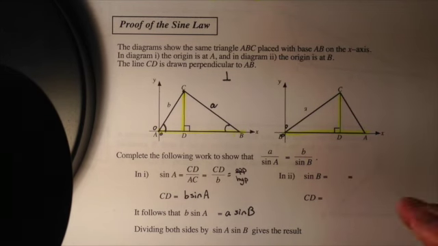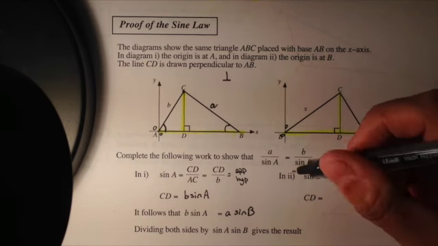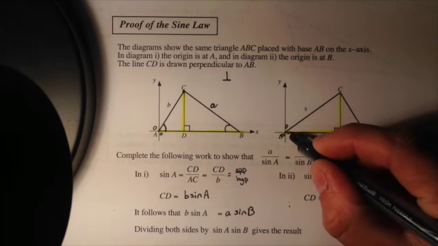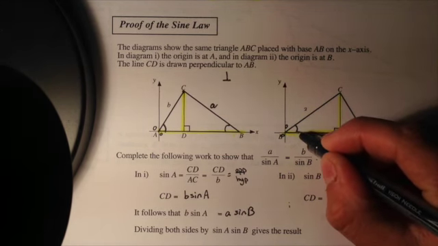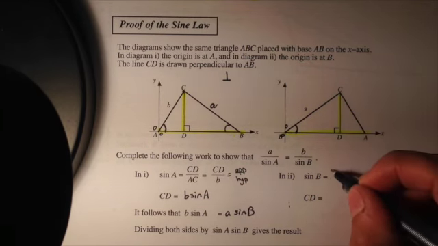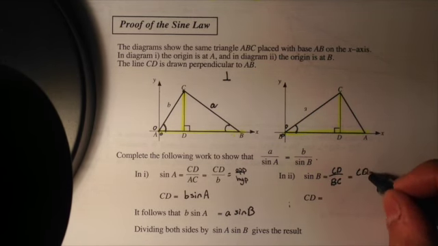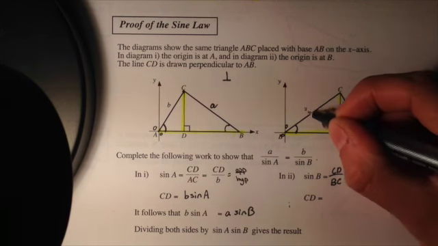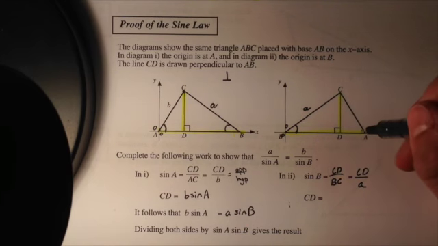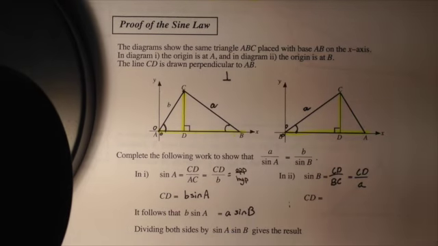Okay? So now, let's look at this second proof. So in diagram 2, if I'm looking for sine B over here, then sine B is equal to CD over BC, and that is also equal to CD over A. And so this is A. And remember, A is opposite of angle A, just like B was opposite of angle B.